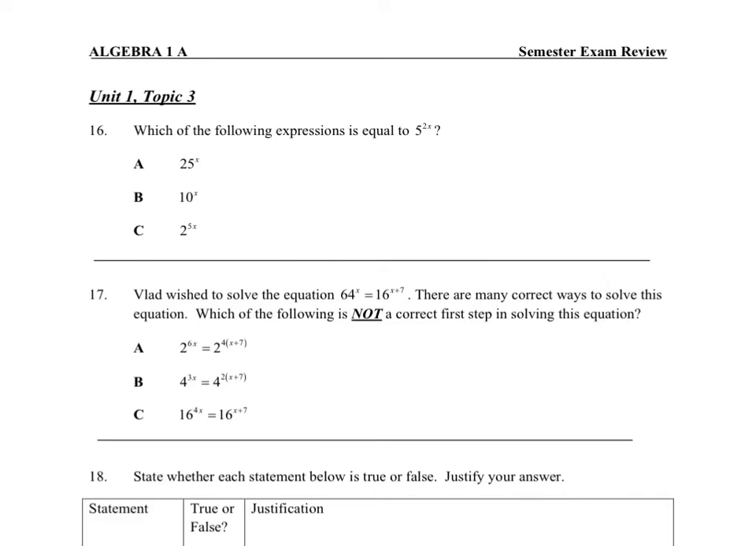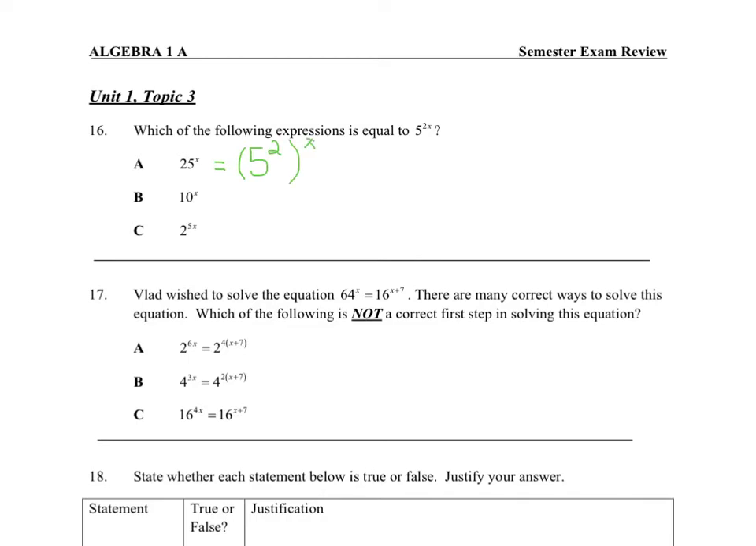All right, question 16. Which of the following expressions is equal to 5 to the power of 2x? Well, remember, we can change any base into its equivalent smaller form. So 25 to the x can be changed. 25 is the same thing as 5 squared, and that's to the power of x.